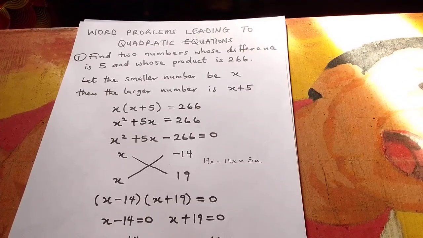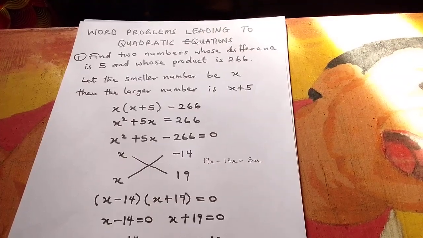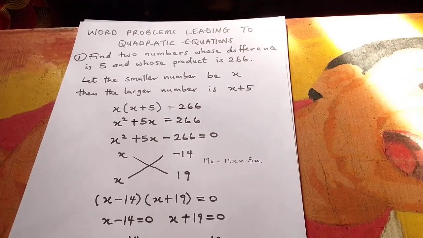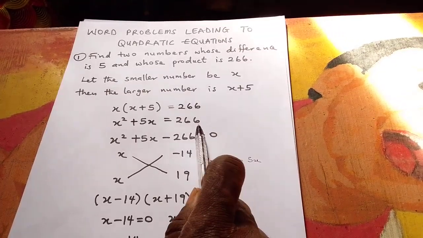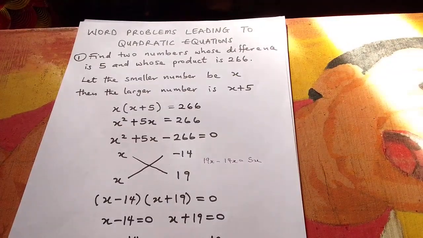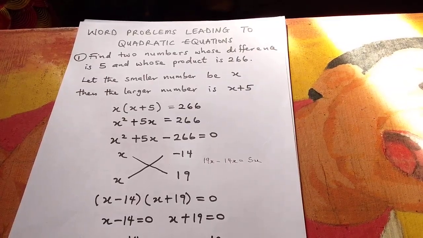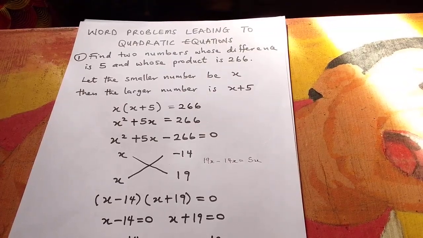And when x is minus 19, if we substitute minus 19 for x, minus 19 plus 5 gives us minus 14. So when x is minus 19, the other bigger number will be minus 14. If we multiply these two numbers, minus 19 times minus 14 will give us plus 266. Likewise, if we subtract them, minus 14 minus minus 19, that is minus 14 plus 19, will give us 5. Their difference will also be 5.